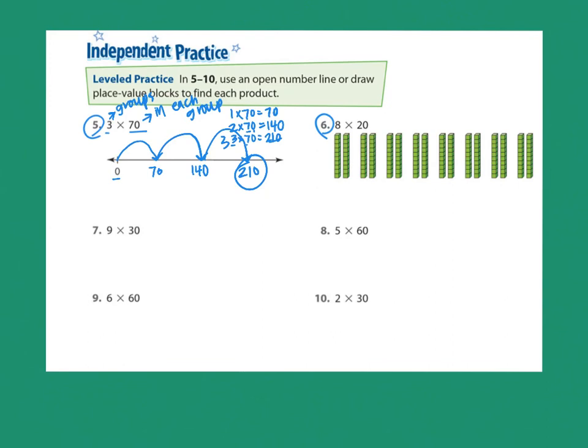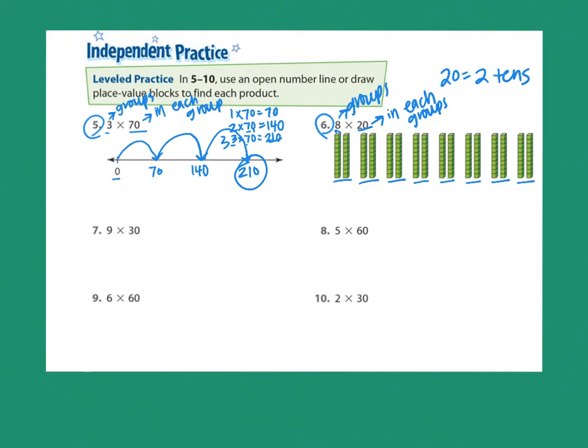Okay, so let's take a look at number 8. So number 8 or number 6, they've already done the model for us. They have 8 groups of 20. So remember, 8 groups of 20. So that's how many are in each group. Or we can say 8 groups of 2 tens, because I know that 20 is the same thing as 2 tens. So I have 8 groups. Let's count. 1, 2, 3, 4, 5, 6, 7, 8.